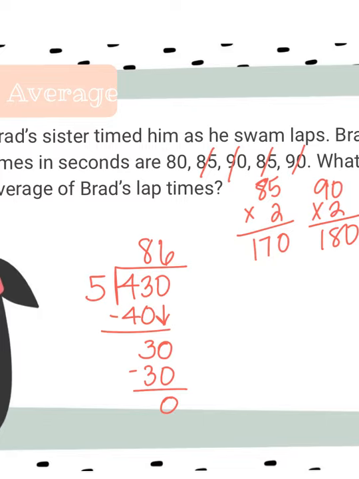Even though some of his times were greater than that, his overall average, because he had that one faster lap of 80, kind of dropped everything down.